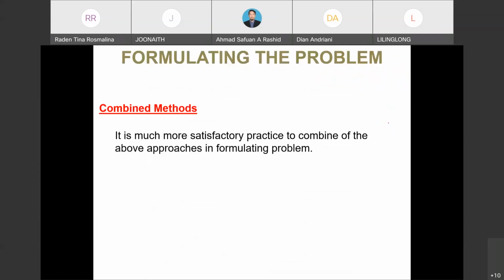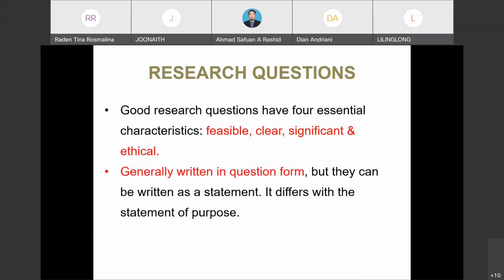So a combined method is a much more satisfactory practice, to combine all the above approaches in formulating problems. A good research question has four essential characteristics: feasible, clear, significant, and ethical. For us, we don't have any problem with the ethical. Ethical means that we carry out a study on animals or on plants.